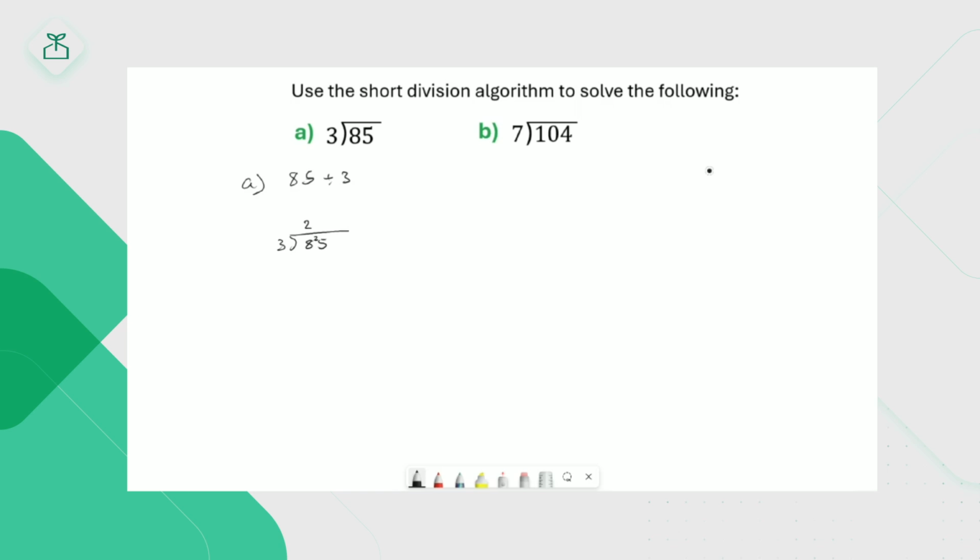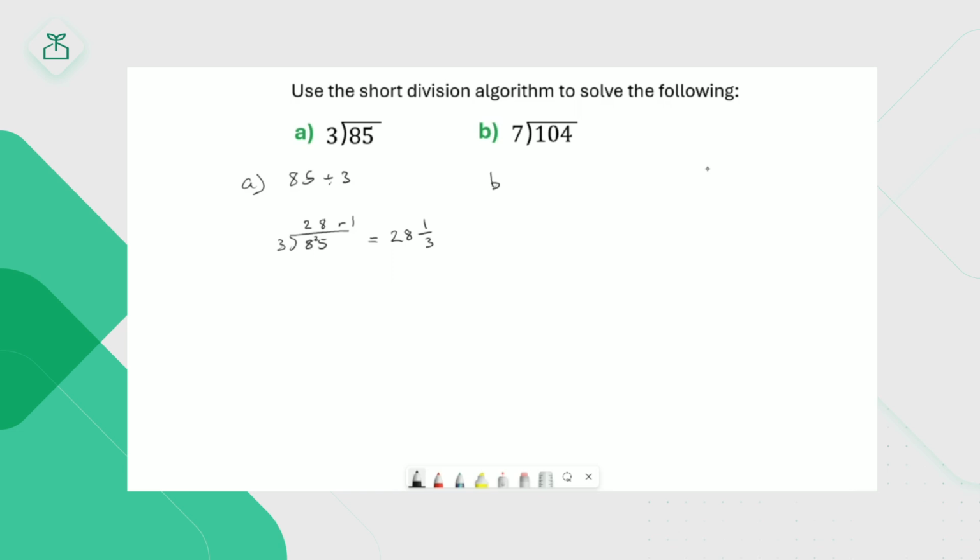Then instead of saying 3 into 5, we say 3 into 25. So how many times can we fit 3 into the number 25? And you can fit that in 8 times. 8 times 3 is 24. Now we have a remainder of 1. The way we would write this out as a fraction is 28 and a third. Our remainder goes over the top of our divisor.